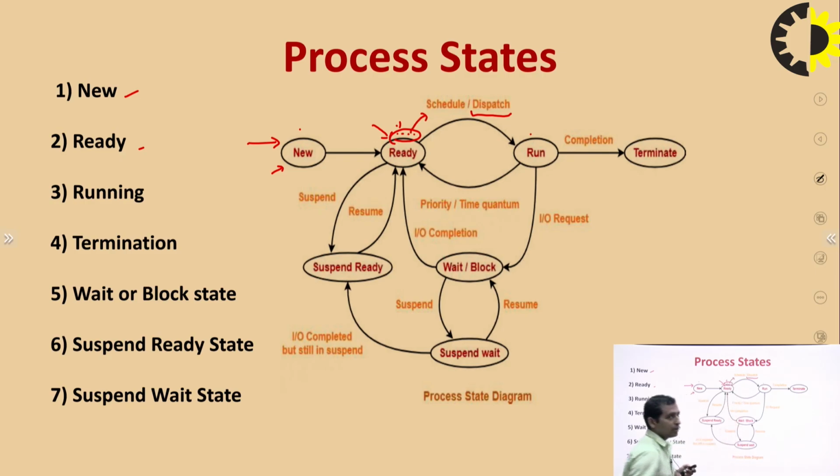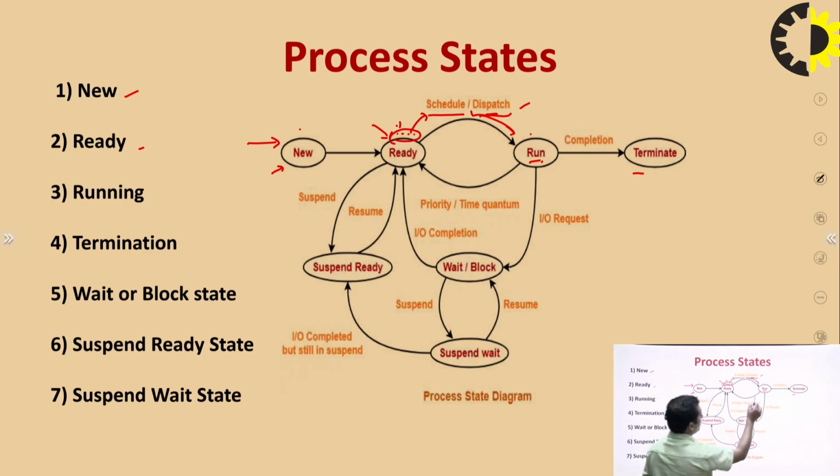Two programs are there, the scheduler and the dispatcher. Selection is done by the scheduler, which decides which process to schedule, and the dispatcher loads the process into the CPU, meaning the context switching is performed by the dispatcher. Now our process is in the running state, then what can happen? If the process completes its execution, then the termination state will be there.